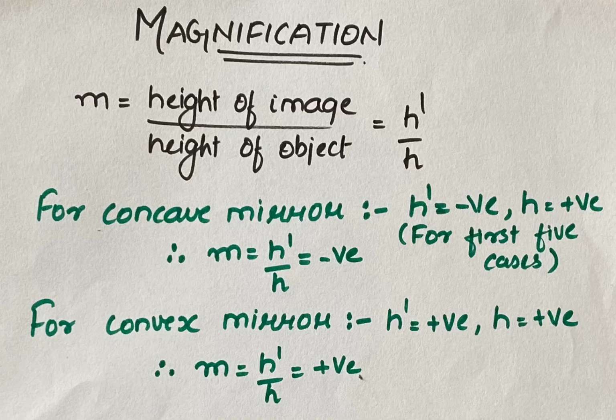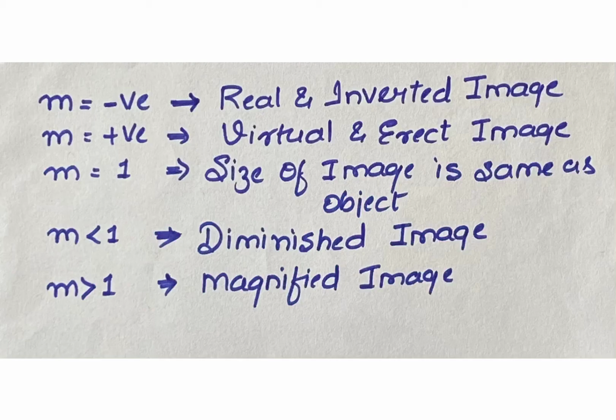So for concave mirrors, value of magnification will be negative since it gives real and inverted image, that is for first 5 cases. Now for convex mirror, h dash, that is height of image, is always positive because we are getting erect image, and height of object is positive obviously. So magnification m is equal to h dash upon h will be positive upon positive, that is equal to positive. So if the value of magnification is positive, it represents virtual and erect image because it is for convex mirror, and convex mirror gives virtual and erect image. So we can conclude that if magnification is negative, it represents real and inverted image. If magnification is positive, it represents virtual and erect image.